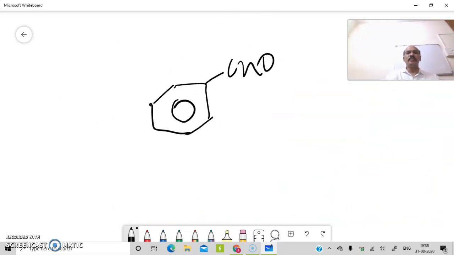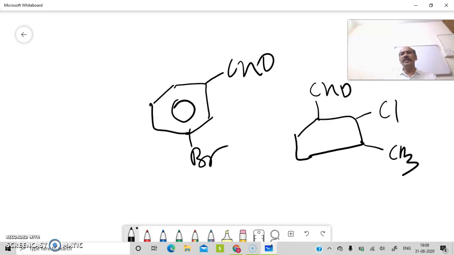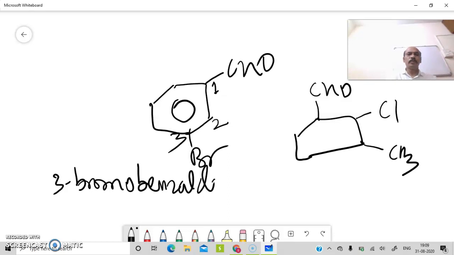It is aromatic, bromine. What will it be? Okay, it is alicyclic of 5 carbon atoms. Here I am writing chlorine, here I am writing methyl. Okay, like this. So here numbering will start from this, 2 and 3, so its name will be 3-bromobenzaldehyde. And numbering will start from the CHO carbon, 2 will have chlorine, 3, 4 and 5, total carbons are 5.